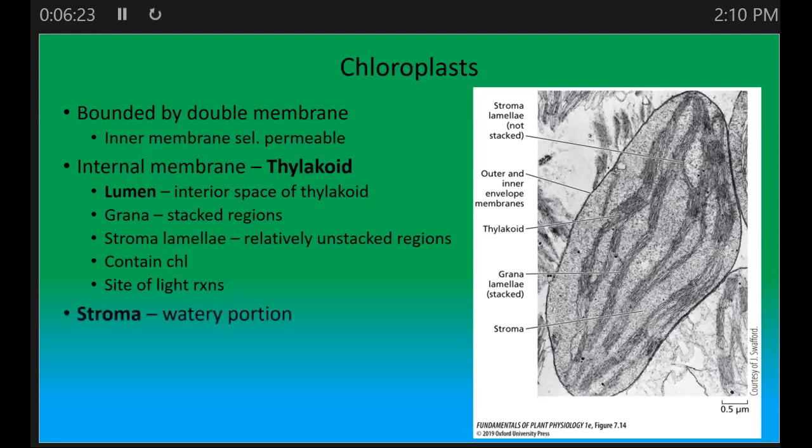Now, the stroma portion is the watery portion that the thylakoid is floating around in. And we're going to find that that's the portion that has the job of getting the carbon dioxide coming in and making sugar from that.